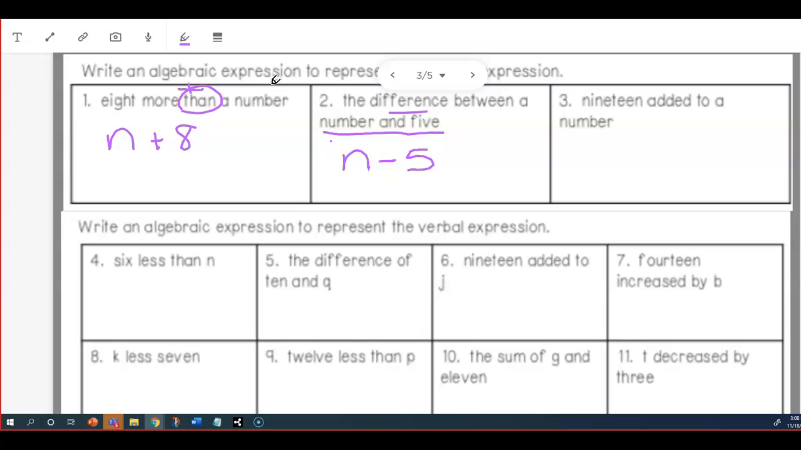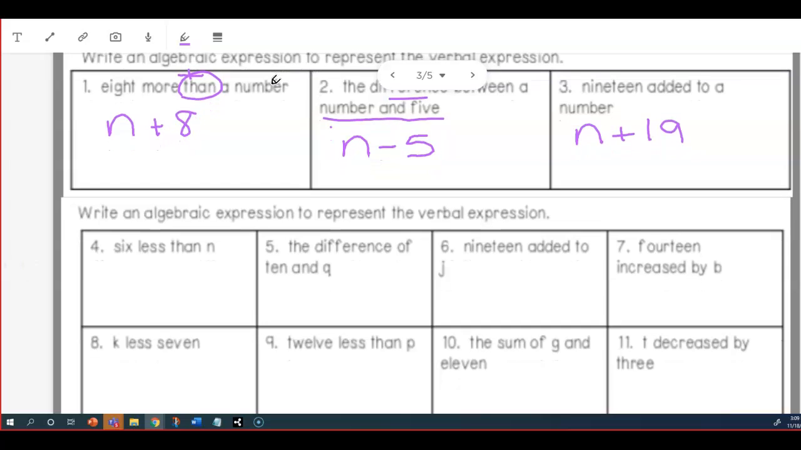19 added to a number. What's going to come first, the 19 or the n for number? 19. Wait, what? I was right. 19 is added to a number. Sometimes I might throw in a couple extra words like this, just to help it make sense to me. So 19 is added to a number. So we're starting with n for a number. We're going to add 19. This is hard. Yeah, it can be kind of weird.